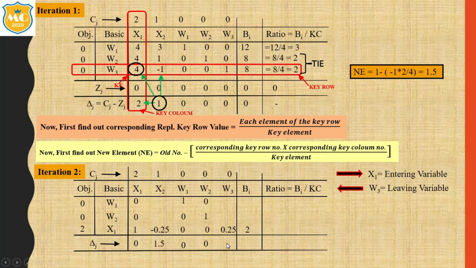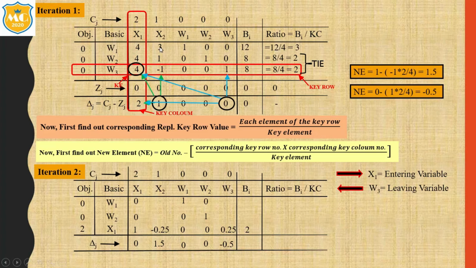Similarly, we have to find out this value. Okay, so the old number is 0. Corresponding key row 1. Corresponding key column 2 and key element 4. So 0 minus 1 into 2 divided by 4. So here we get minus 0.5.